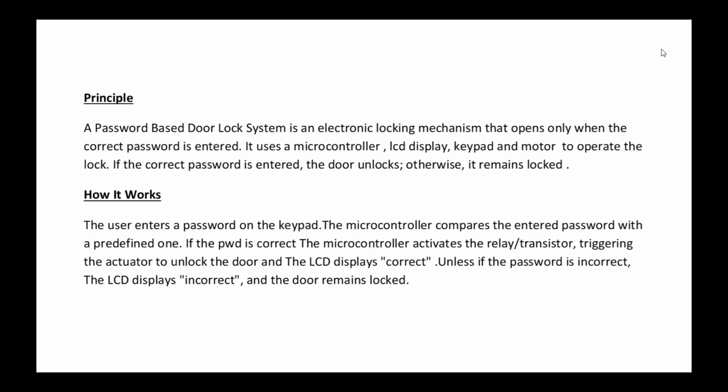How it works: the user enters a password on the keypad, the microcontroller compares the entered password with the predefined one. If the password is correct, the microcontroller activates the relay or transistor, triggering the actuator to unlock the door and the LCD displays correct. Otherwise, if the password is incorrect, the LCD displays incorrect and the door remains locked.